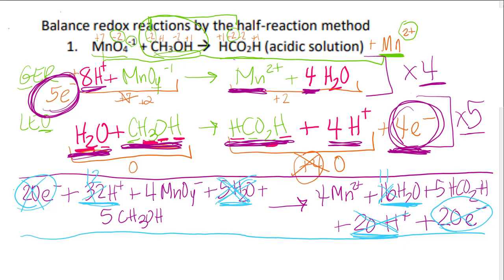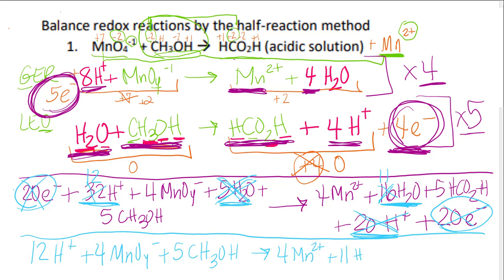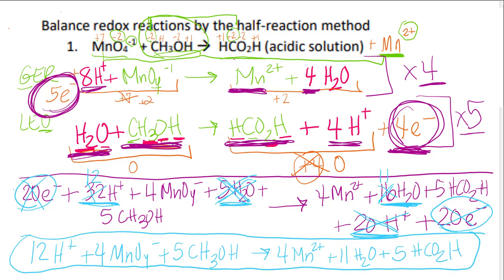So now we can write our total net redox reaction. 12 H pluses plus 4 MnO4 minus plus 5 CH3OH to give us 4 Mn2 plus, 11 H2Os, plus 5 HCO2H. Notice that our net final equation does not have any electrons in it.